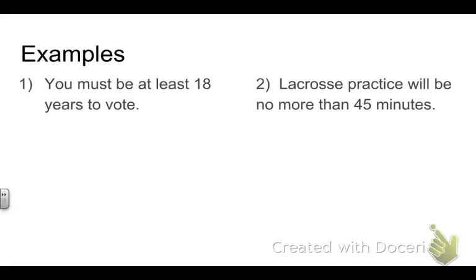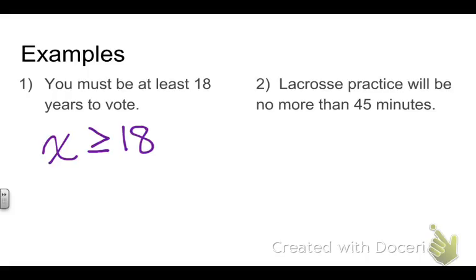All right, so if we look at the first example, you must be at least 18 years to vote. So who can vote? People that are 18 and older. So when we write this, if x is our variable, we must be at least 18 years. It means that we need to be more than 18, or we could equal 18. So the correct symbol for this one is the greater than or equal to.